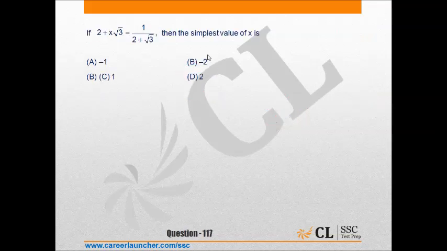We know that 2 plus root 3 is equal to 1 by (2 minus root 3). This is a standard trick which is asked in several examinations. For example, 3 plus root 8 is equal to 1 by (3 minus root 8). This is again a standard trick. So in this case, I can say that clearly the value of x is minus 1.